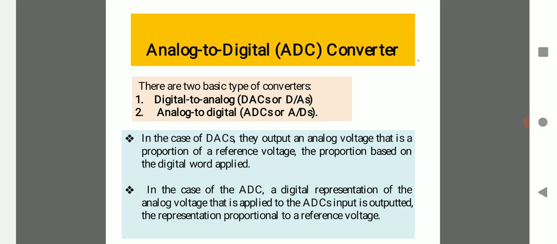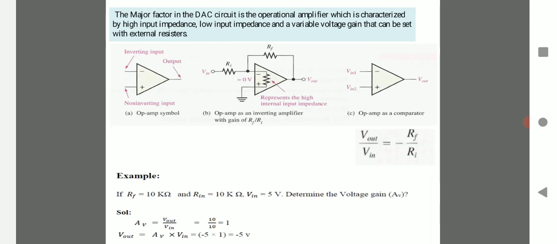In the case of digital to analog, the output analog voltage is a proportion of the reference voltage, and the proportion is based on the digital word applied. In the case of analog to digital converter, the digital representation of the analog voltage is applied to the digital circuits, that is, it is a representation of the reference voltage. The major factor here is that it should have a high input impedance, and if a low input impedance is set, then there will be an external stress.